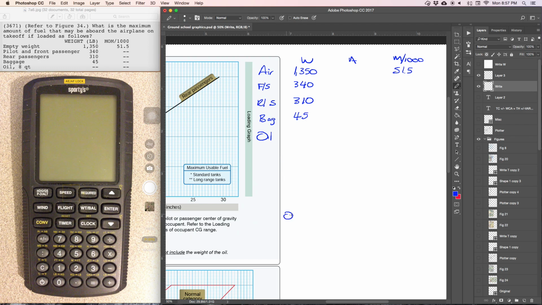So remember, oil is 7.5 pounds per gallon. 8 quarts equals 2 gallons, and 2 gallons times 7.5 equals 15 pounds. So oil, we have 15 pounds.